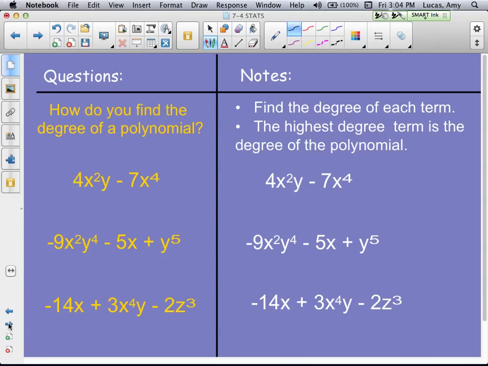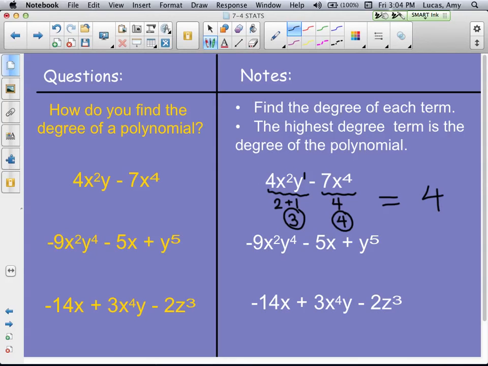Now with a polynomial, we look at each term separately. So we find the degree of each term, and then the highest degree term is the degree of the polynomial. So find the degree of each term. This first term, I can put a 1 on the y. 2 plus 1 is 3. So the degree is 3. Second term, the only exponent on a variable is 4, so degree 4. The highest degree term is 4, so that is the degree of my polynomial, 4.